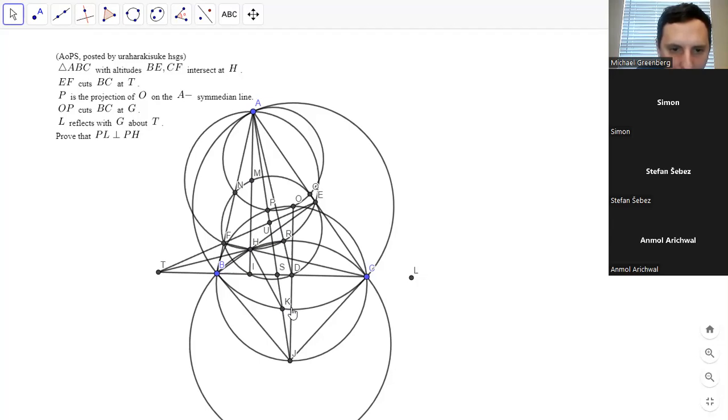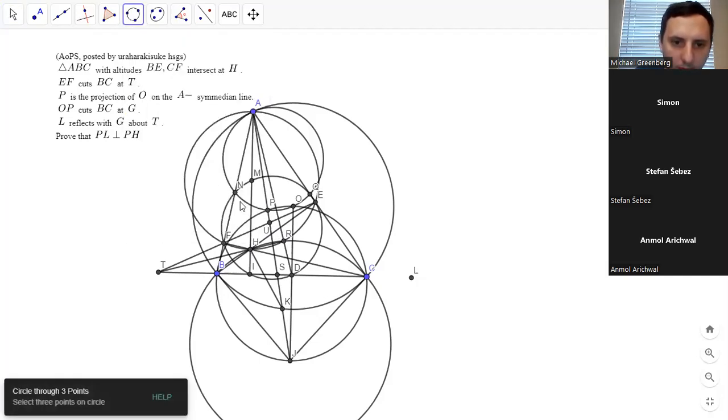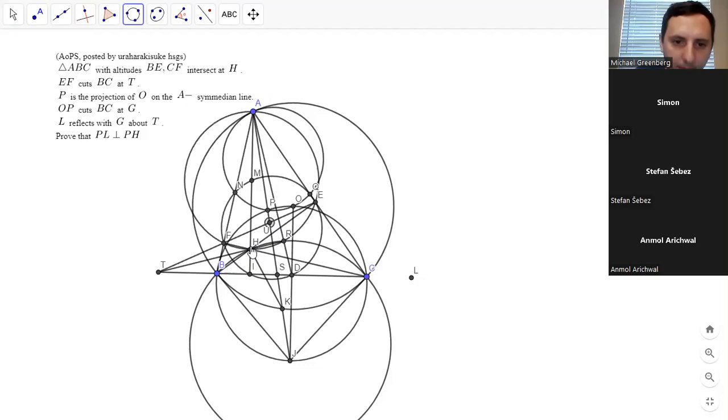And is that obvious? Yeah, you can angle chase, for example, that UKCE is cyclic. UKCE is cyclic. Yeah, UKC is the angle ABC. Yeah. And that's it. But I want to show UHIK is cyclic. Does it follow? Then you do power of a point again. Okay. Since HICE is cyclic. Okay.